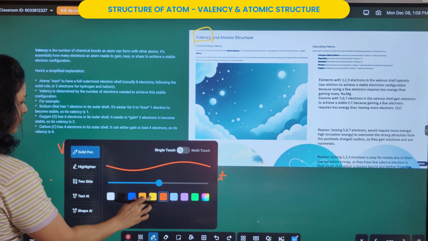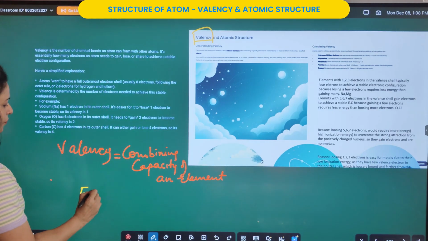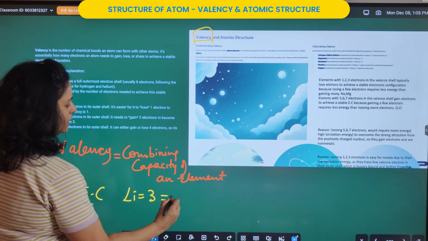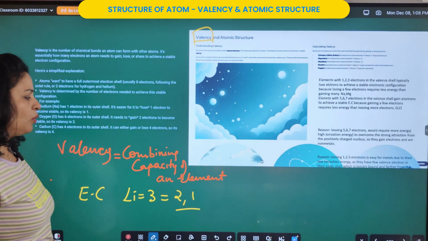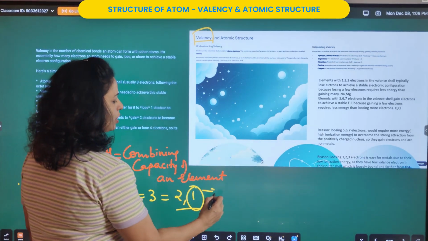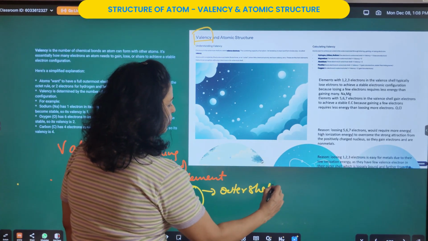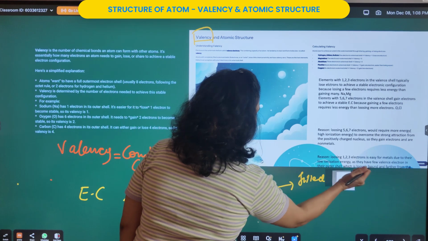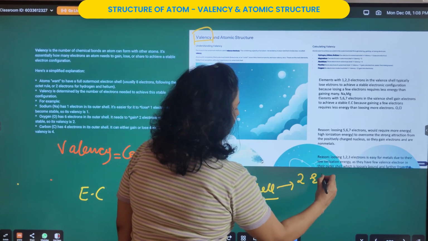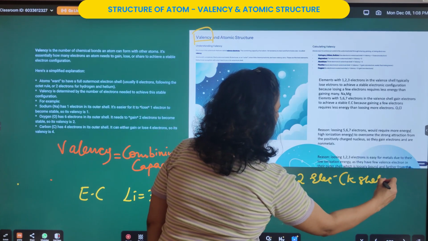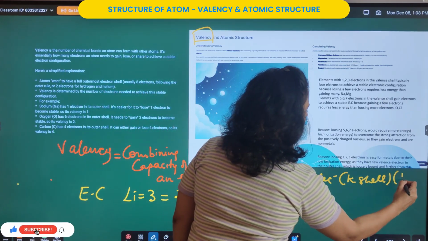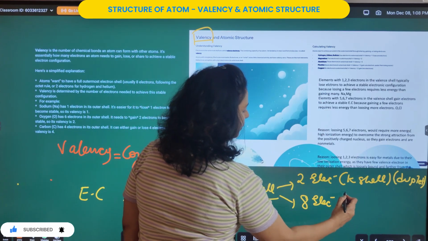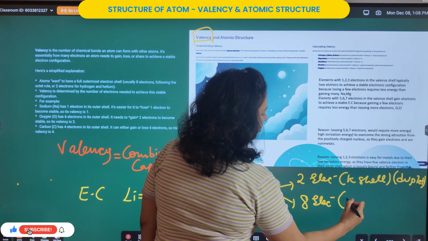Just now we have studied the EC, the electronic configuration. If I say lithium, atomic number 3, its EC was 2, 1. Now the outermost shell either has to be filled with 2 electrons, that is the K shell. If the K shell is complete with 2 electrons, this will be called a duplet. Or the outer shell is filled with 8 electrons, which will be called an octet.